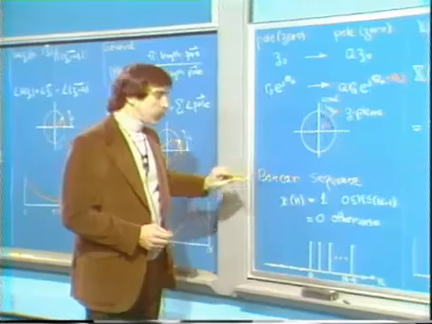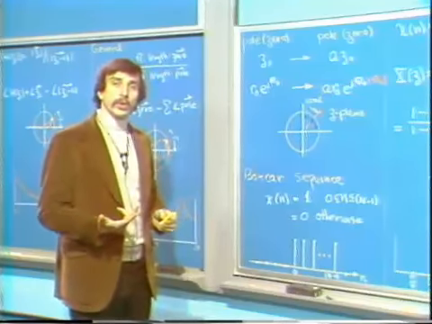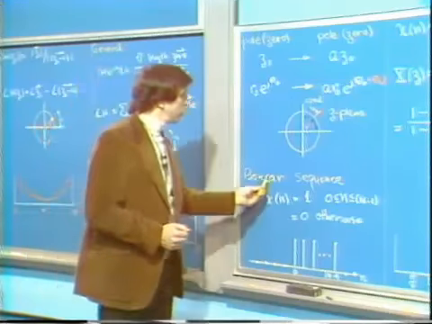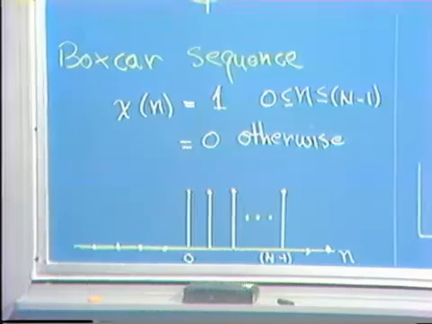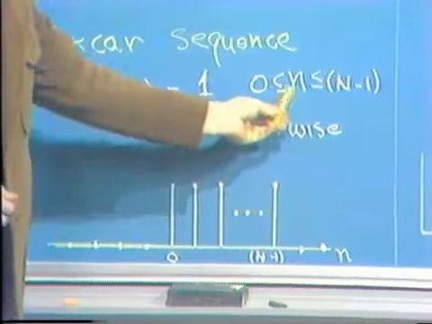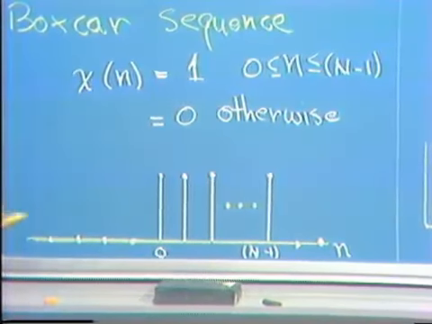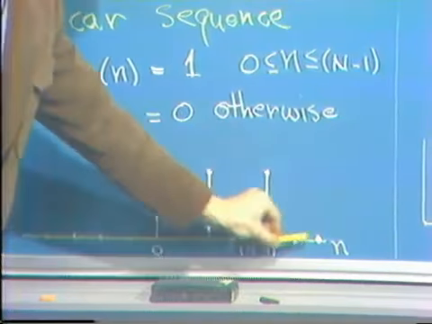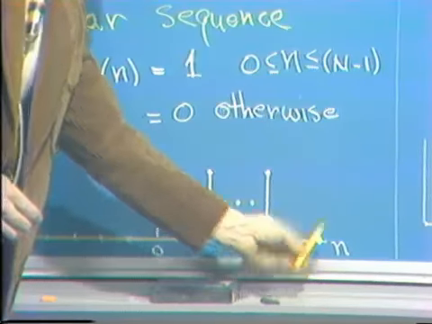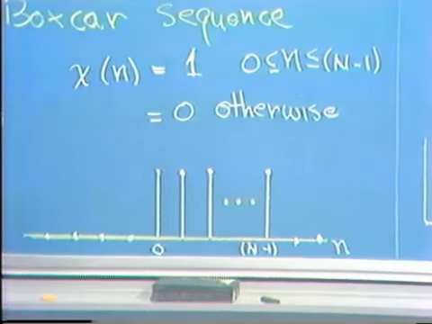And the sequence that I want to focus on is a sequence that will play an important role throughout digital signal processing, and in particular in some lectures coming up, which is a sequence that I'll refer to as a boxcar sequence. It's the sequence which is equal to unity for n between 0 and capital N minus 1, and it's equal to 0 otherwise. It's basically a rectangular sequence, 0 for n negative, 0 for n greater than or equal to capital N, and unity otherwise. It's the counterpart of the rectangular time function.